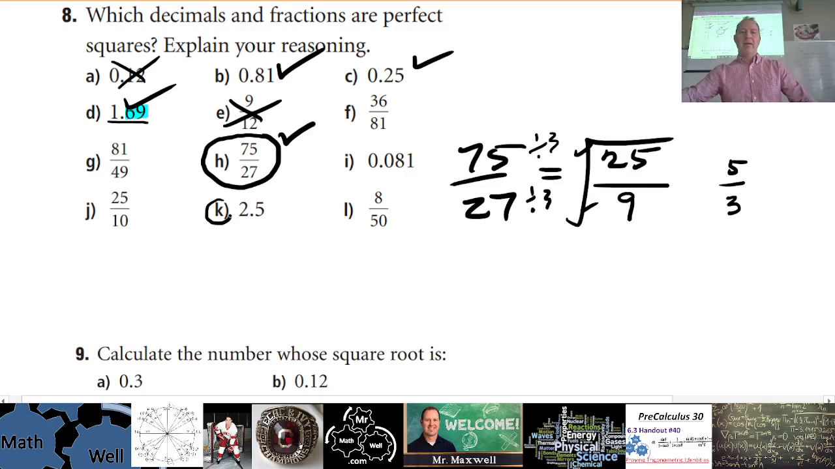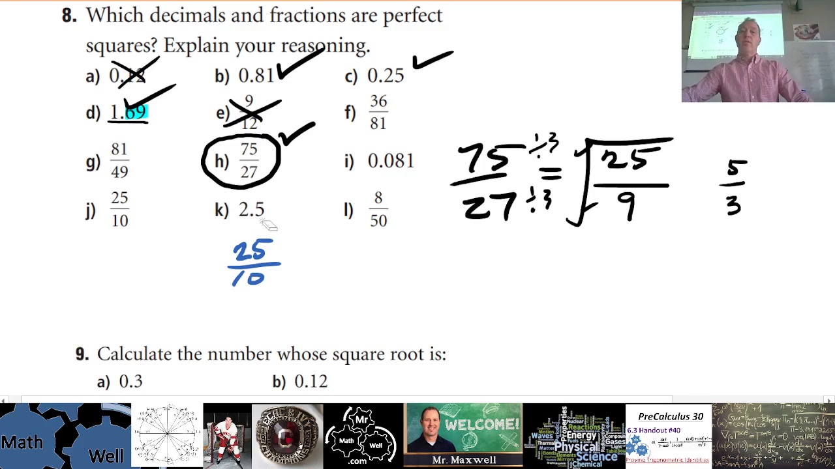I'll maybe do k. Actually, I'm looking at k here. That might be a little bit tricky for you, so let's do k. So as a fraction, it's 25 over 10. You guys see that? Now, are these perfect squares? Not both of them. No. But can I reduce that? Well, divide by 5, I get 5 over 2. Are these perfect squares? No.